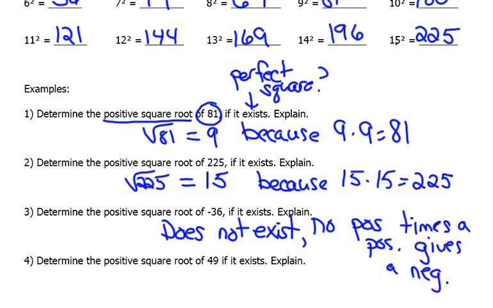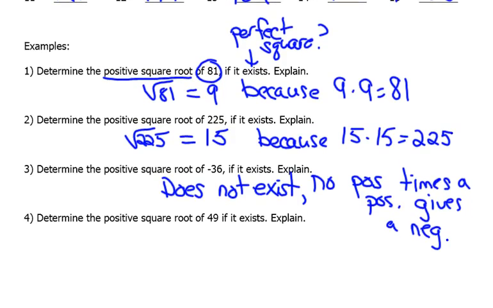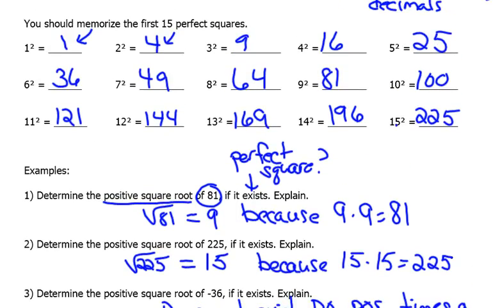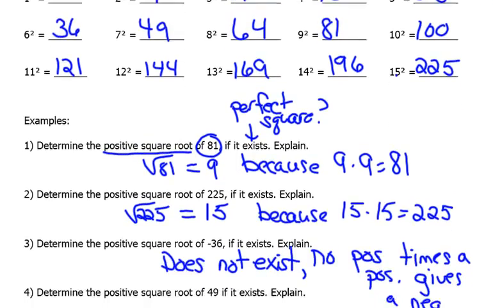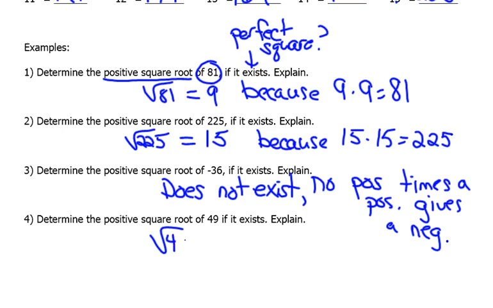Okay, number 4, determine the positive square root of 49 if it exists. So I'm going to go back up to my list. 49 was 7, so the square root of 49 is 7. Explain. I'm going to abbreviate because 7 times 7 equals 49. Okay, let's see what we got on the other page.